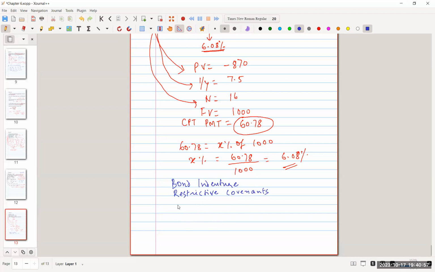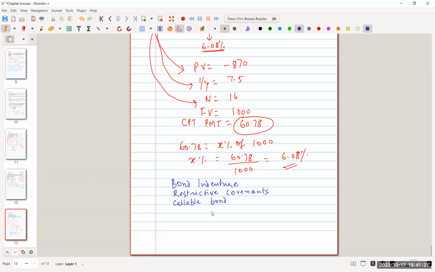Then there are some different types of bonds. What we discussed today are called bullet bonds, though it's not mentioned in your textbook. A bullet bond or a straight bond. But other types of bonds which are covered in your textbook, one of them is a callable bond.